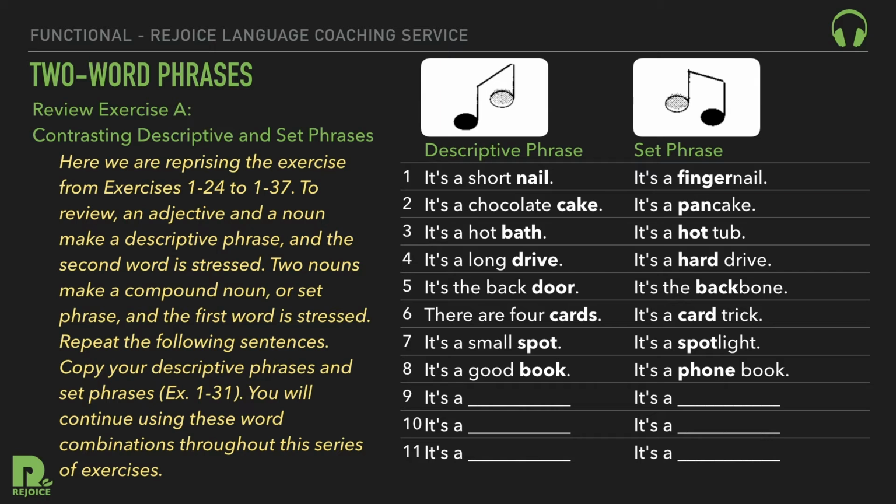1. It's a short nail. It's a fingernail. 2. It's a chocolate cake. It's a pancake. 3. It's a hot bath. It's a hot tub. 4. It's a long drive. It's a hard drive. 5. It's the back door. It's the backbone. 6. There are 4 cards. It's a card trick. 7. It's a small spot. It's a spotlight. 8. It's a good book. It's a phone book.